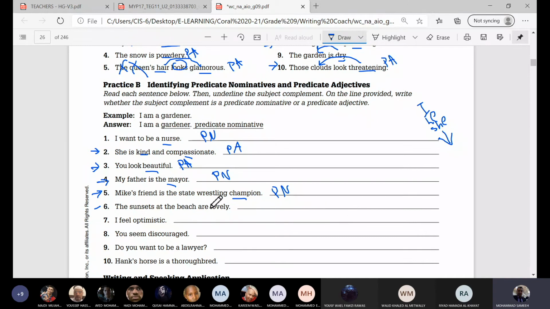Why didn't you say state or wrestling? So it doesn't describe Mike's friend. Those three of them are adjectives describing champion. They do not describe back the subject friend. Very good. As I told you before, when I have adjectives before the noun, we do not pick them up because they will describe the predicate nominative itself. I need the predicate nominative to be describing back the subject friend. Friend, the champion. They are the same here. Thank you so much. Good.